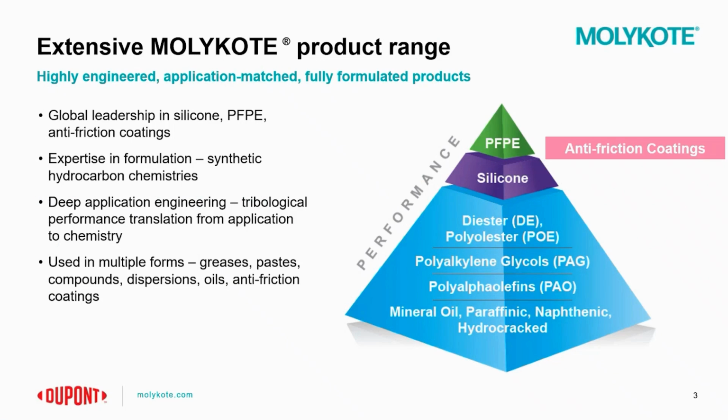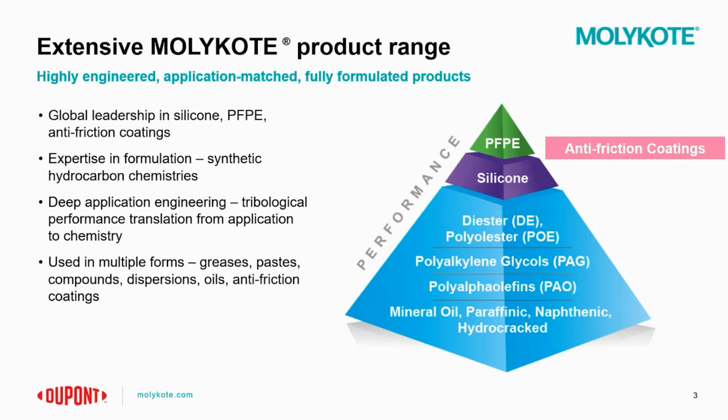So to begin, MOLYKOTE has a pretty comprehensive product range, which encompasses multiple product chemistries, which can be selected for specific application requirements with specific performance parameters in mind. Oftentimes, we'll select products based on compatibility between an application and a specific chemistry set.